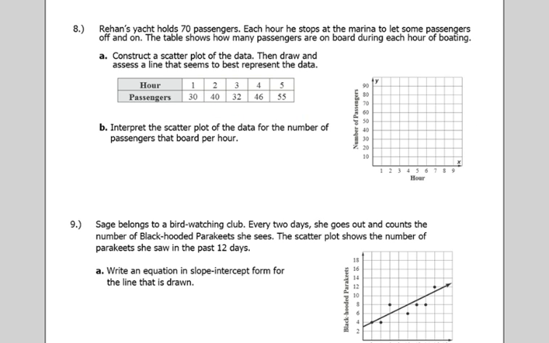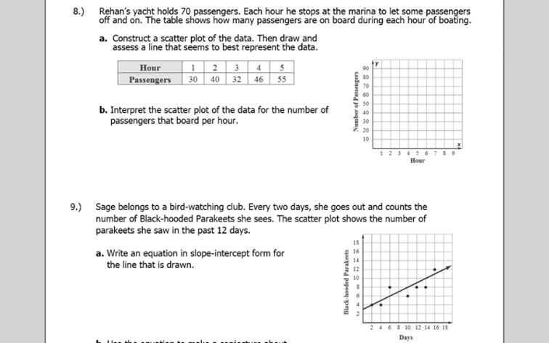Question 8 asks us to construct a scatter plot. So his yacht holds 70 passengers. Each hour he stops at the marina. Some get off, some get on. The table shows how many are on board during each hour. So at hour 1 is 30 people. Put it down at 30. 2 hours is 40. 3 is 32. 4 is 46, and 5 is 55. So the trend here, if I were to draw a line, would look something like this.